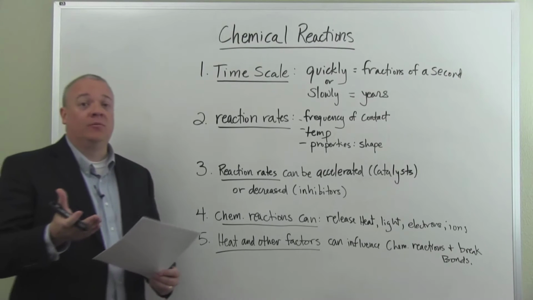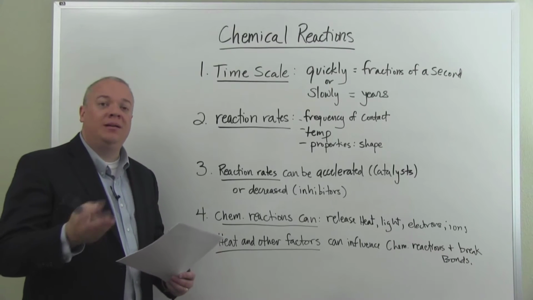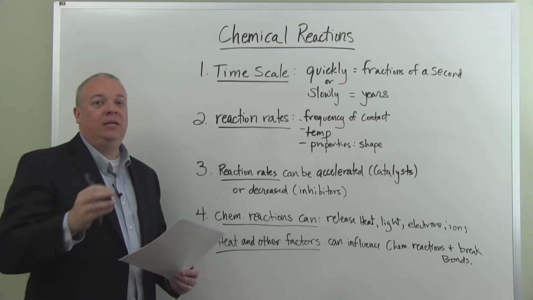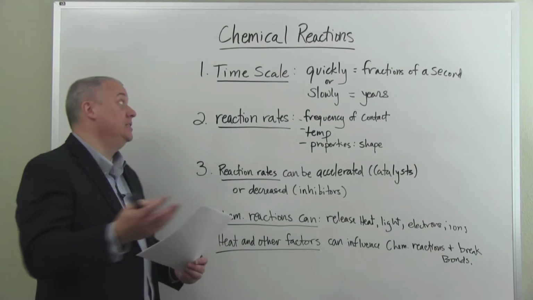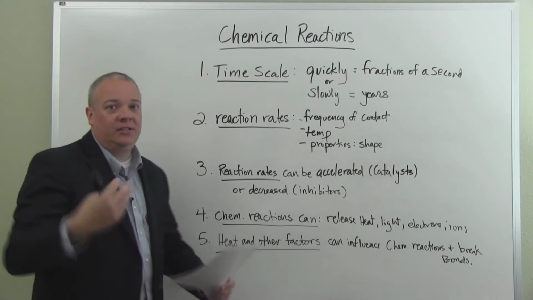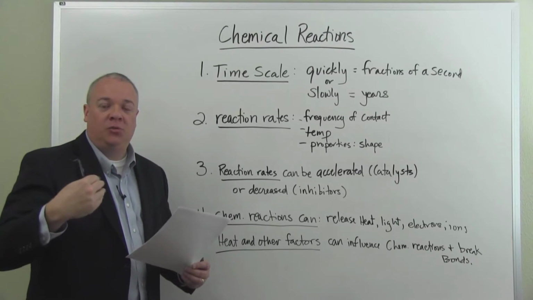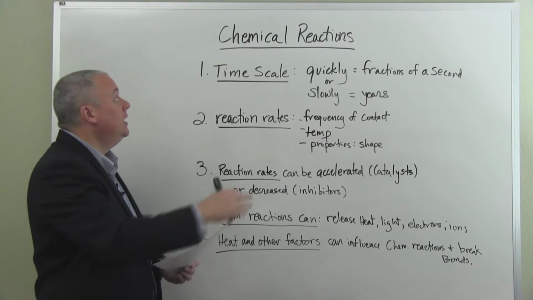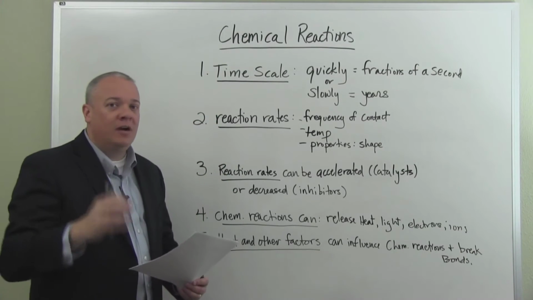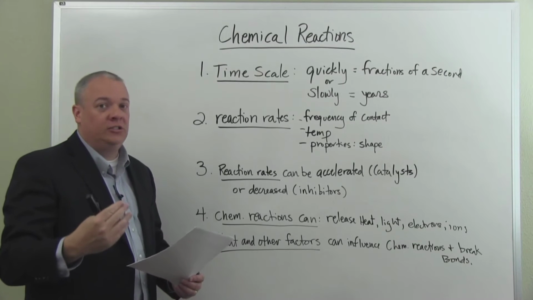So when we think about chemical reactions, one of the things we ought to think about is time scale. How rapidly or slowly do chemical reactions take place? And in terms of time scale, obviously we're measuring this from our vantage point, on the human time scale, the way we experience time. Chemical reactions can happen very rapidly, very quickly, and also very slowly.